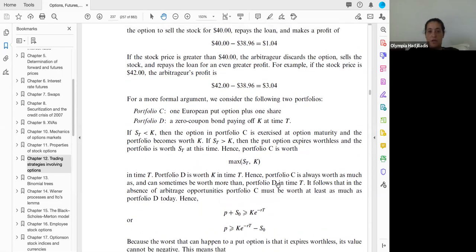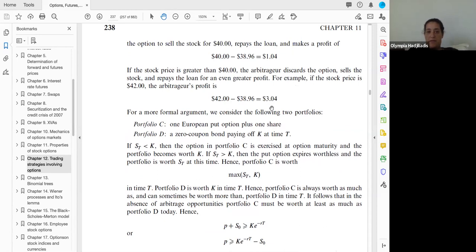Okay. So consider the following two portfolios. Portfolio C is one European put option plus one share. Portfolio D is a zero coupon bond paying off K at time T. If ST is less than K, then the option in portfolio C is exercised at option maturity and the portfolio becomes worth K. If ST is greater than K, then the put option expires worthless and the portfolio is worth ST at this time. So hence portfolio C is worth max of ST and K in time T. Portfolio D, which is a zero coupon bond paying off K at time T, is worth K in time T.